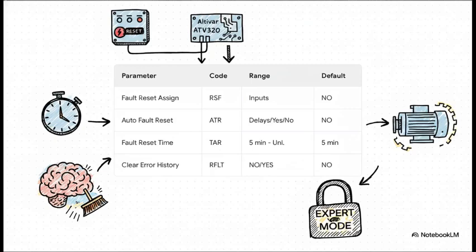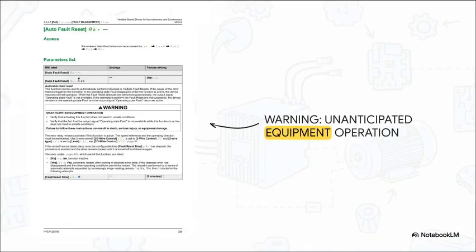Next is ATR, the Auto Fault Reset. This tells the drive if it should try to automatically restart itself after a trip. If you do turn ATR on, you then have to look at TAR, the Fault Reset Time, which tells the drive how long it should keep trying to pull off that auto restart. And finally, RFLT, Clear Error History. This wipes the slate totally clean. Just a heads up though, to even see RFLT, your drive's access level usually needs to be bumped up to expert mode.